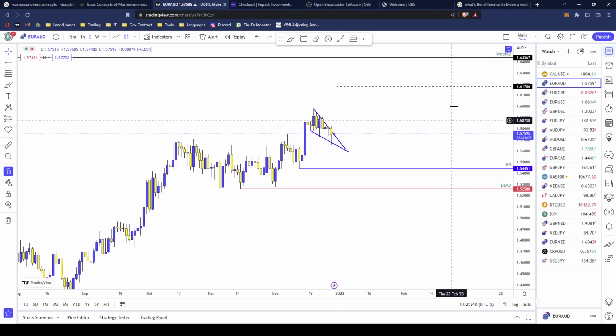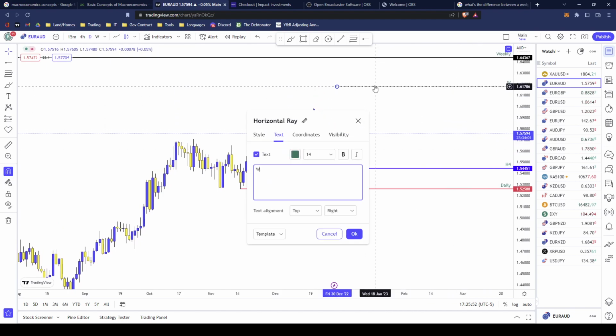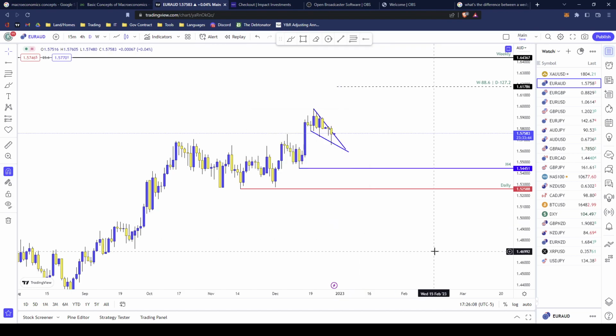So this is also weekly 78.6, and this is the daily 127. So weekly 78.6 and daily 127.2, right? So just noting down the Fibonacci levels that this is. So it's the confluence for that.